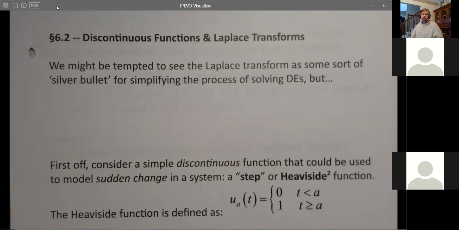Up to this point, we've dealt with functions in our differential equations that are continuous. Things like polynomials, exponentials, sines and cosines. Completely continuous. But we haven't dealt with situations where there's discontinuity.